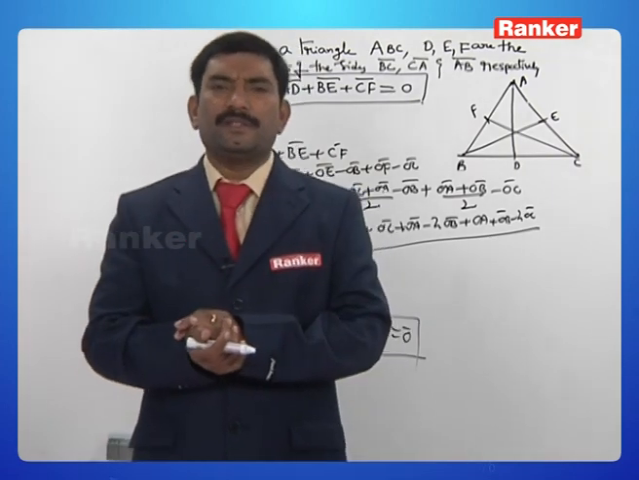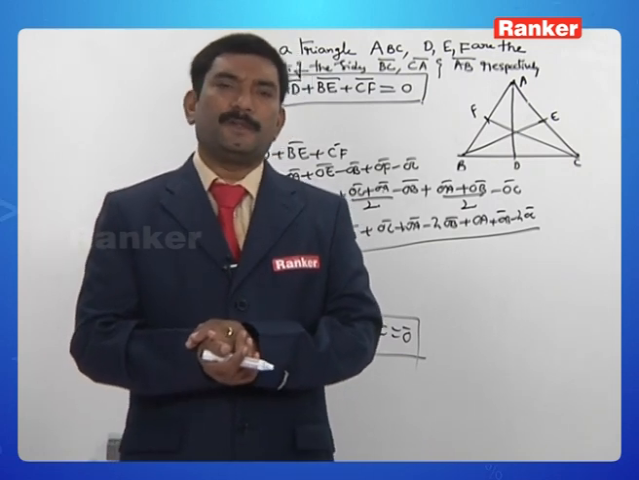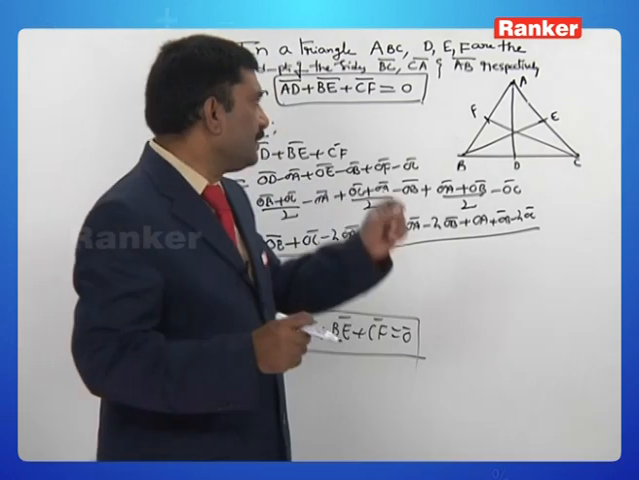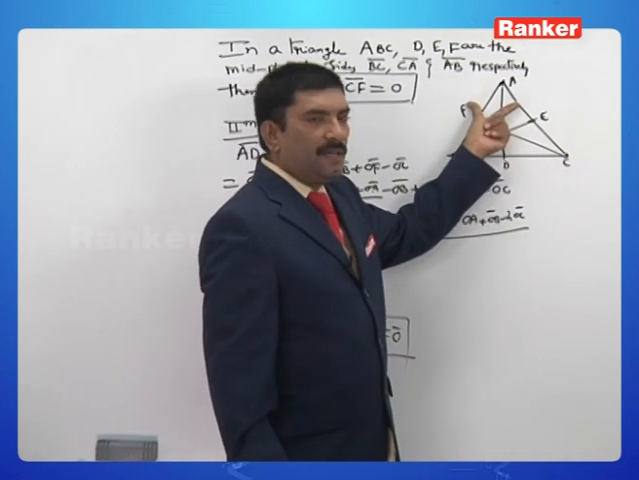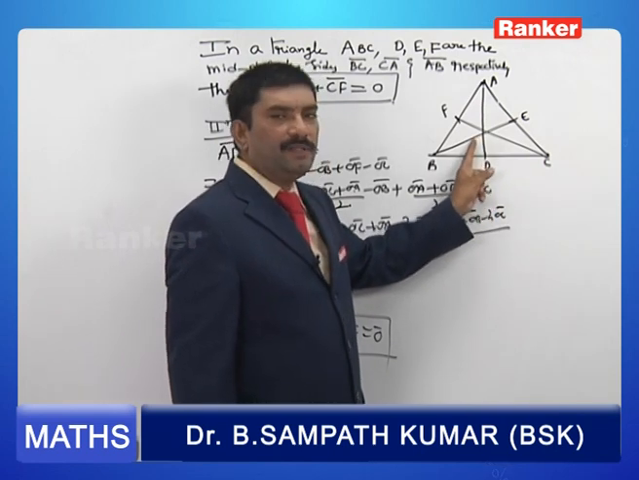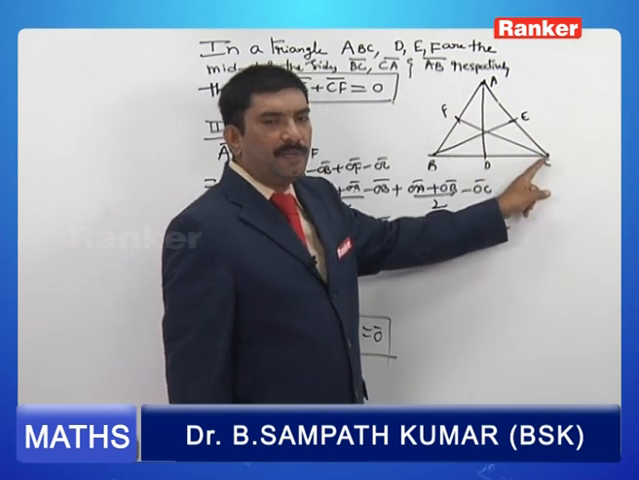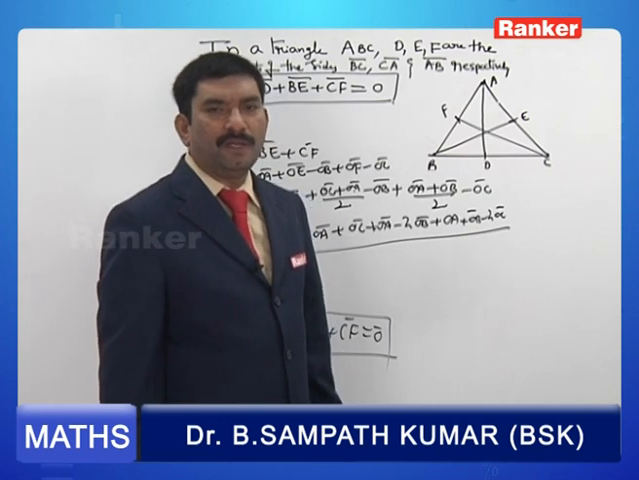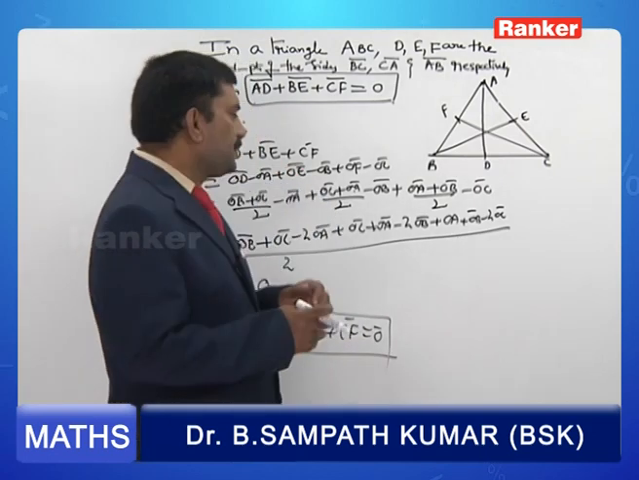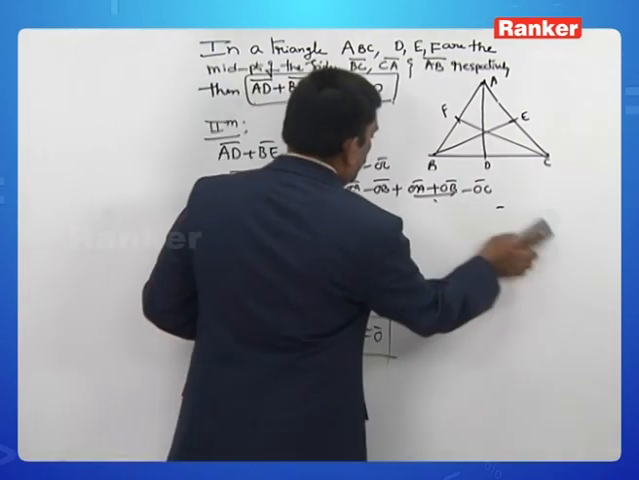In the second method, every vector can be expressed as position vectors of its extremities. Whereas in the first method, when it is about AD bar, it can be resolved as AD bar is equal to AB bar plus AC bar by 2, BE bar is equal to BA bar plus BC bar by 2. Next, CF bar can be written as CB bar plus CA bar by 2. Both have their own advantage, more weightage. So therefore, now we came to know that the vector addition of the medians of a triangle is equal to 0.